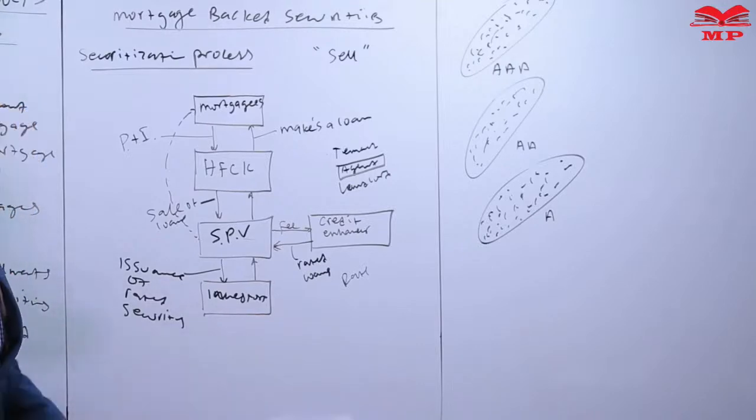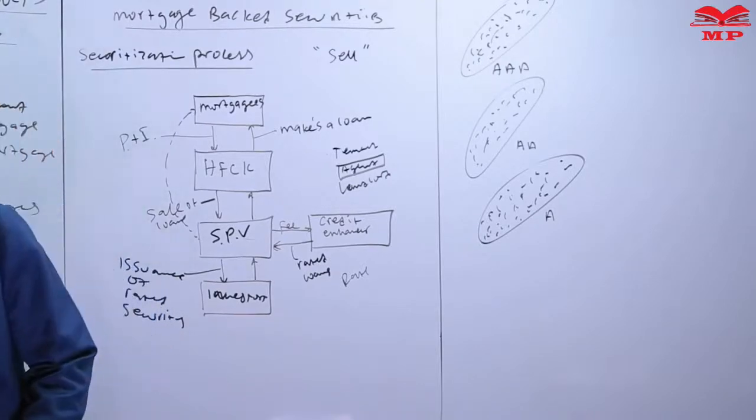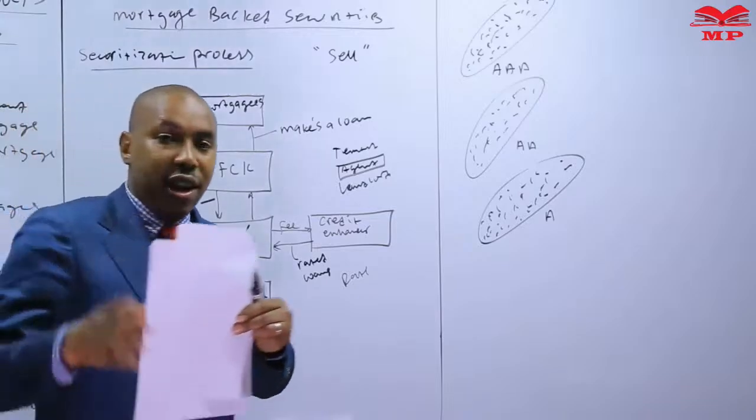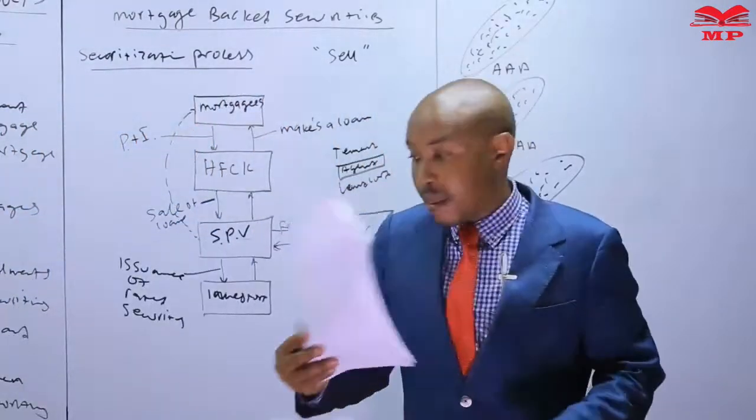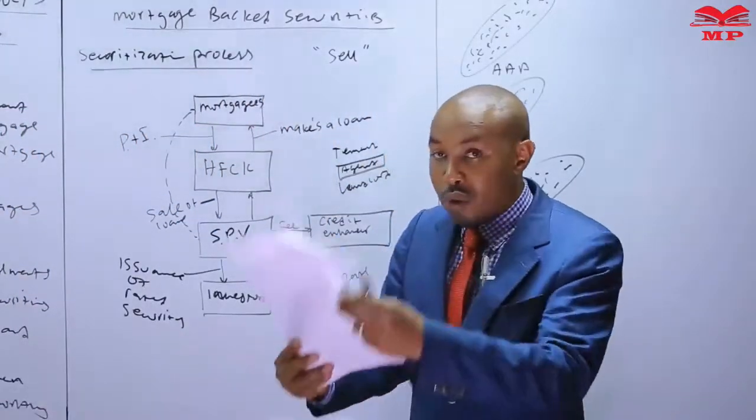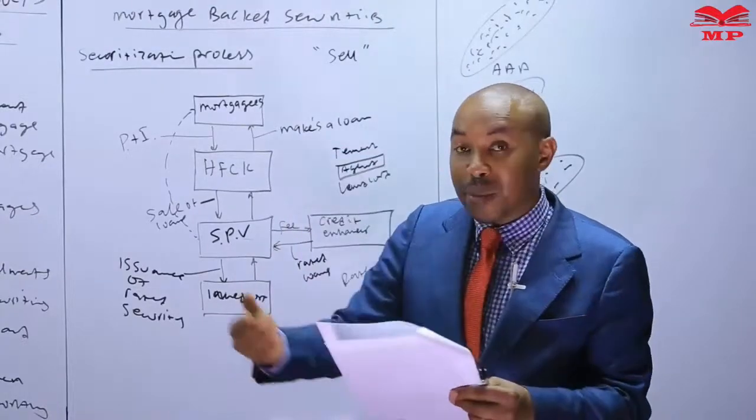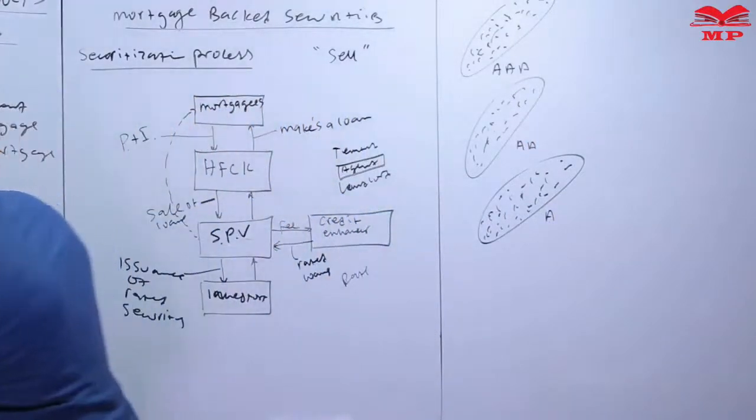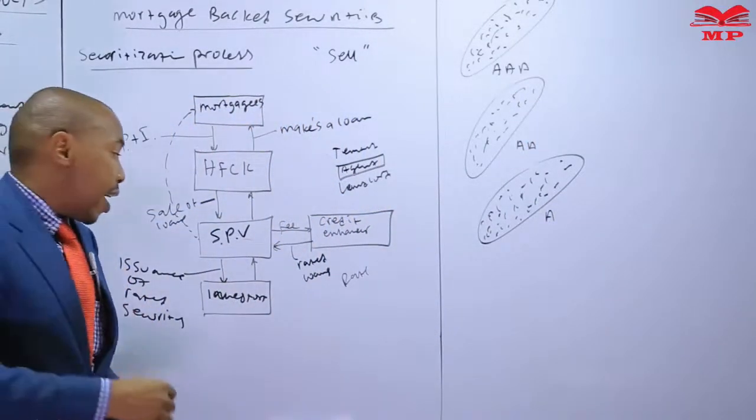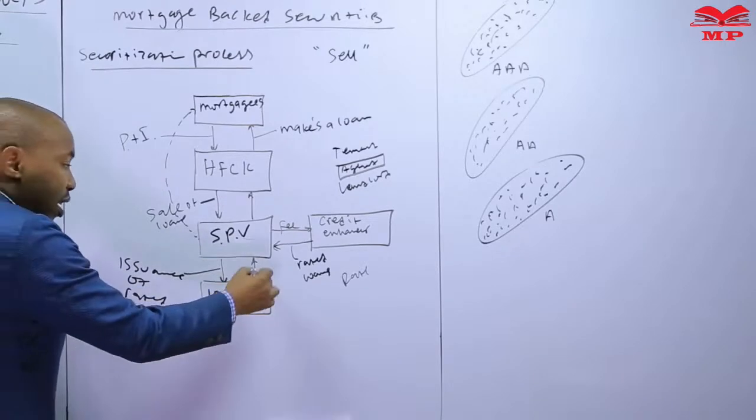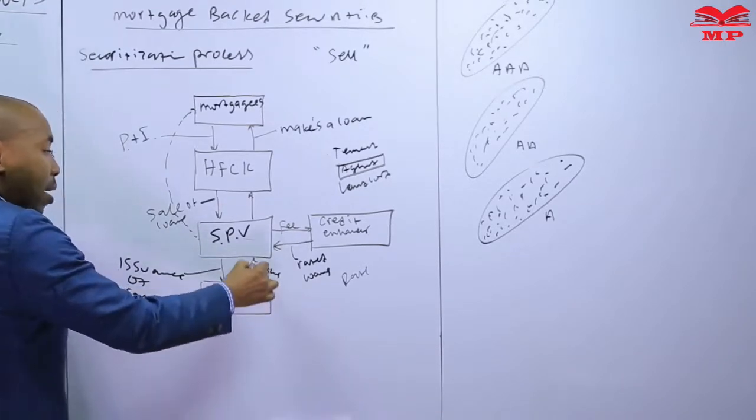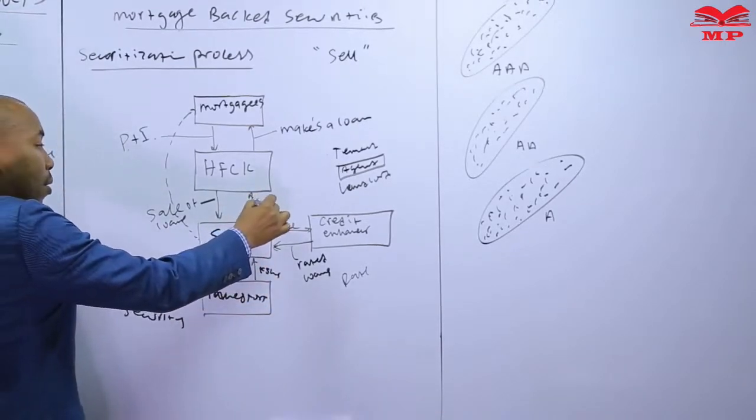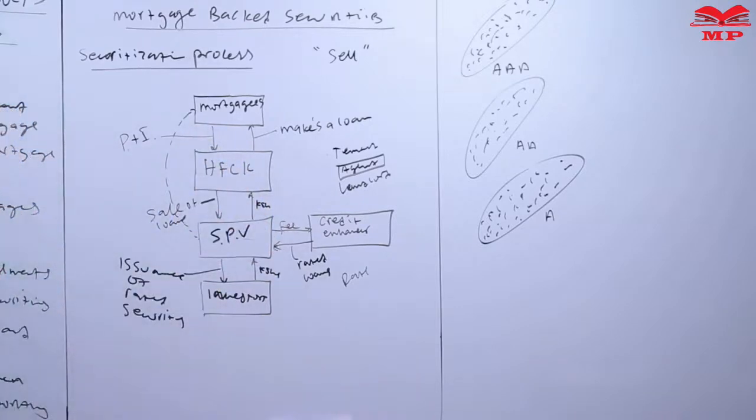So what happens is this: if an instrument like this has been floated to investors, if you want a piece of this instrument, you must be willing to pay for it. So this is a security. I float it through the exchange. In return, I get money. So once it has been floated over here, money flows back up there, flows back up like that to HFCK.